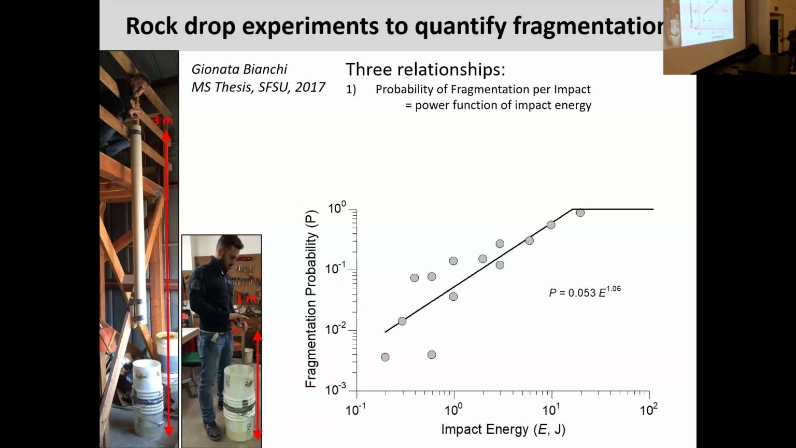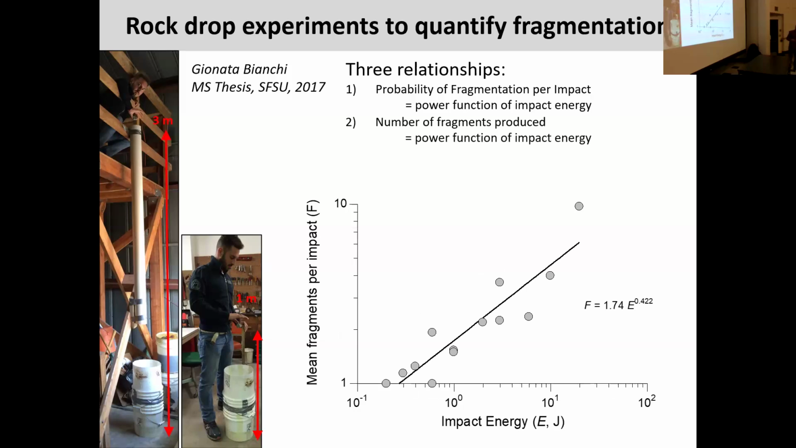And he was able to quantify 3 relationships. This first one is, what's the probability on any given drop that the rock is going to fragment? And across the range in impact energies, we get an exponential increase in the probability of fragmentation, up to a point where it'll always break, every single drop.